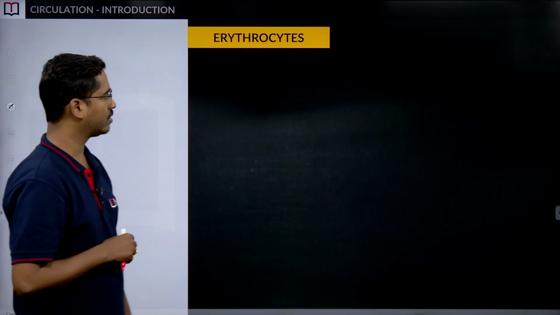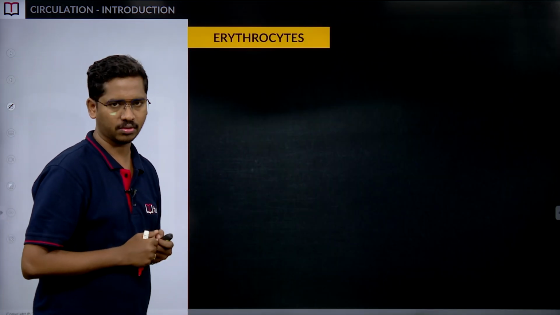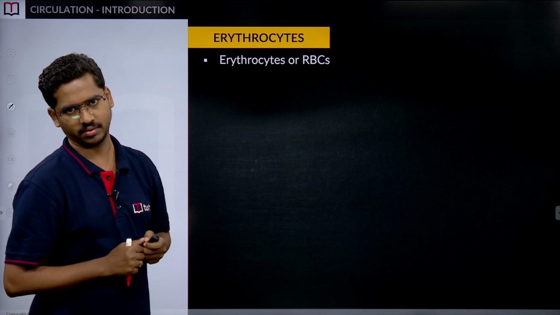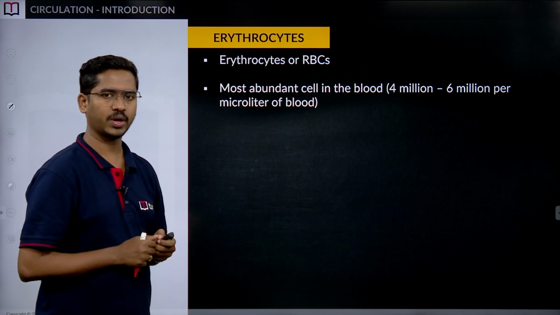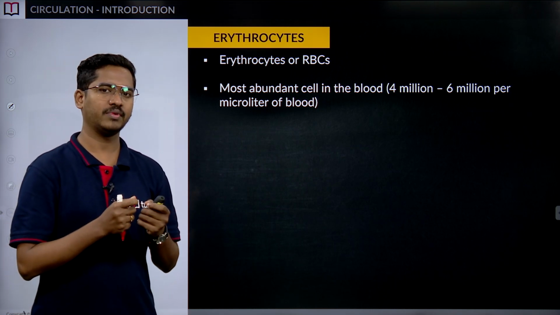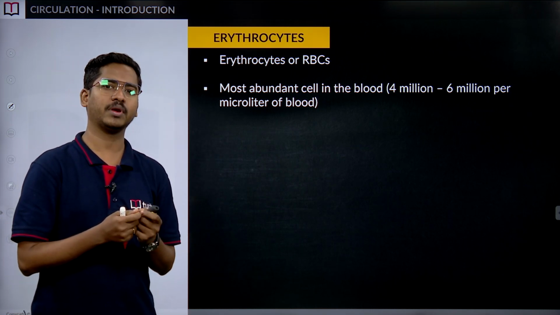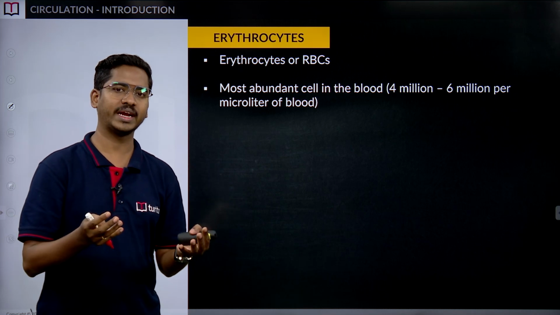Now, I will discuss the details of erythrocytes. Erythrocytes are RBCs, and that is why when we have bleeding, blood appears to be red in color.